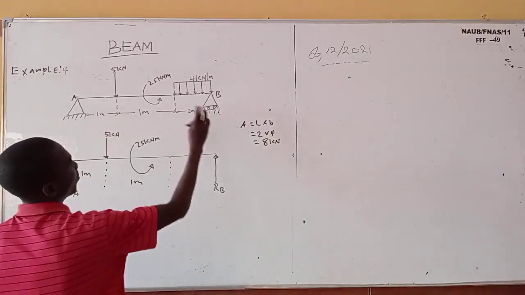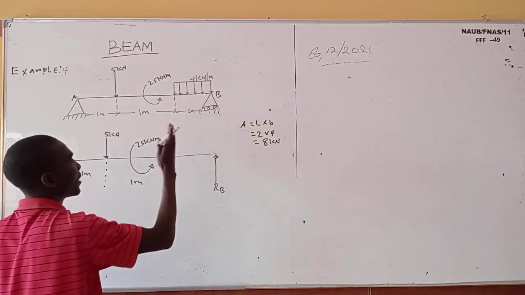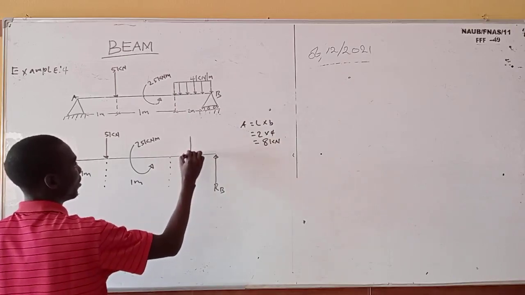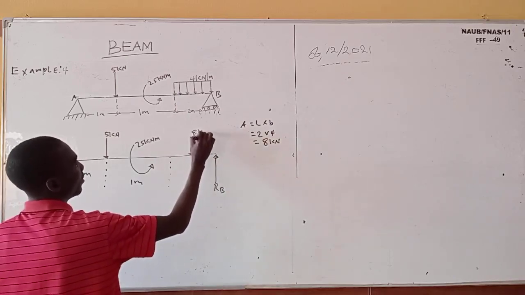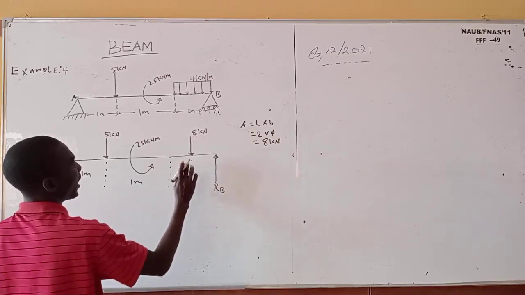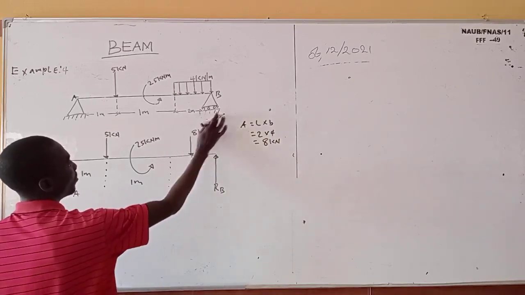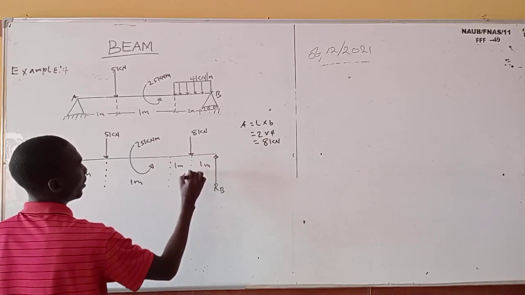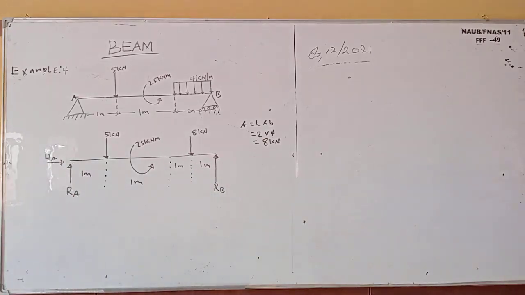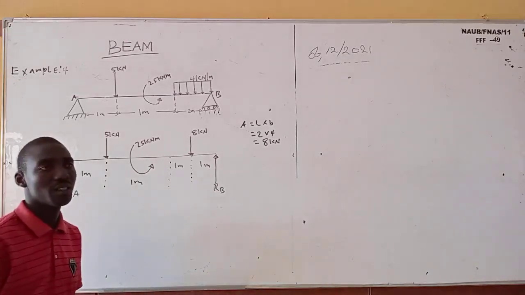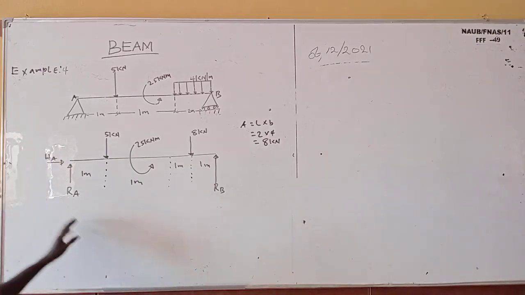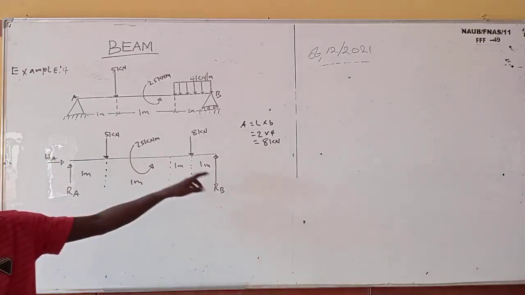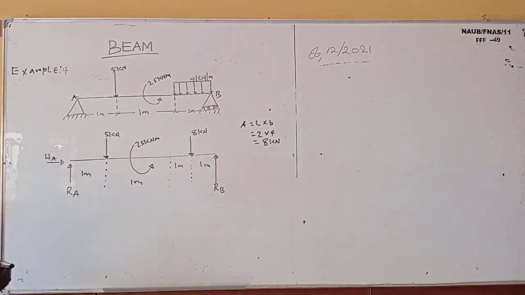After you convert this one to a point load, it's going to act at half of the length that it covers. So this one is 8 kilonewton, and it's going to act at half. From here to here is 2, so it's going to be 1 and 1. So this is 1 meter, 1 meter. You get that? So now the next thing is for us to calculate the 3 things. We'll always calculate sum of vertical forces, sum of horizontal forces, and we take our moment at any point that we want. Okay, so now let's go.